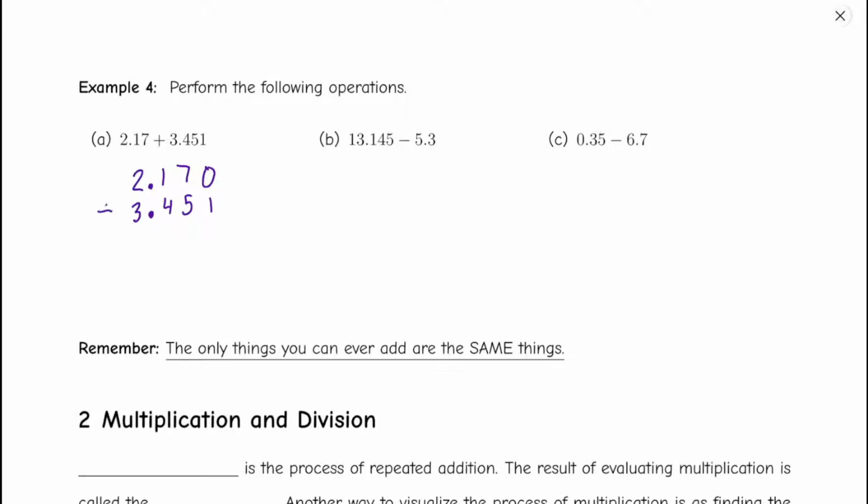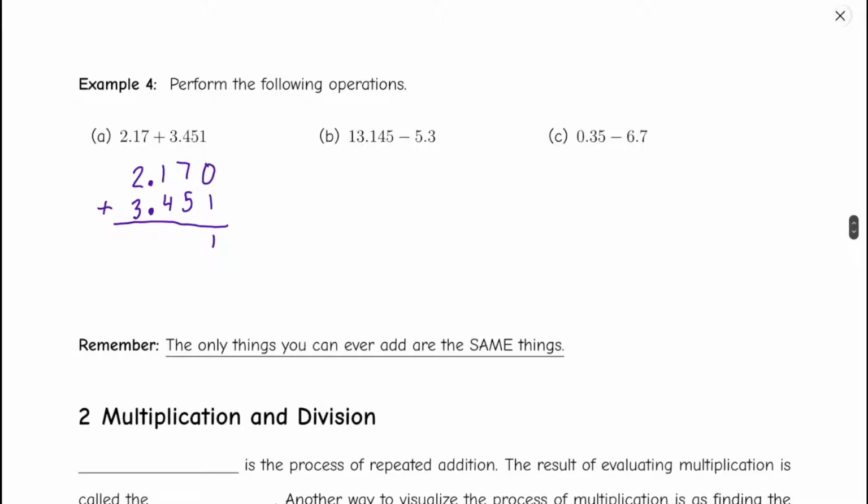And then we're going to add these together, right to left. 0 plus 1, 7 plus 5 is 12, carry the 1, 1 plus 1 plus 4 is 6, and 2 plus 3 is 5. Thus, 2.17 plus 3.451 is 5.621. Okay. 13.145 minus 5.3. Since we're subtracting, you really want to take the larger absolute value number on top, smaller absolute value number on the bottom.